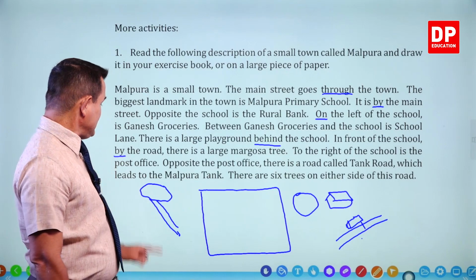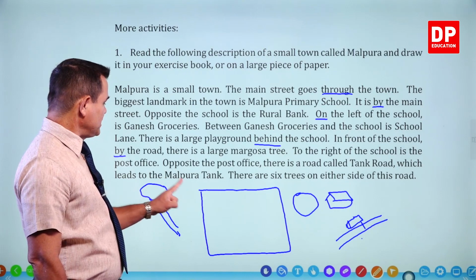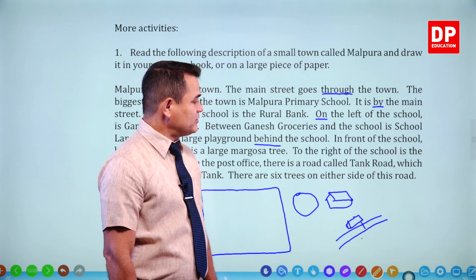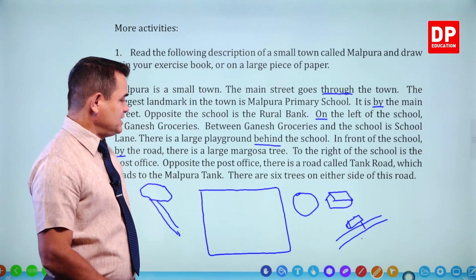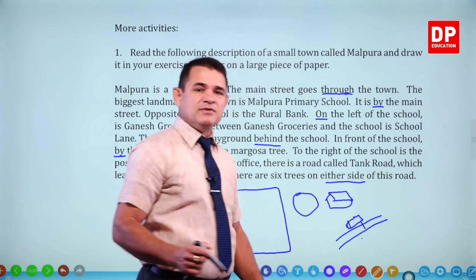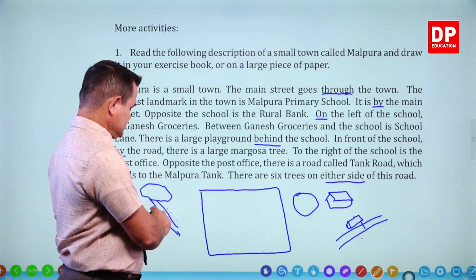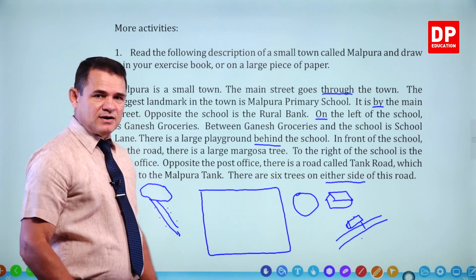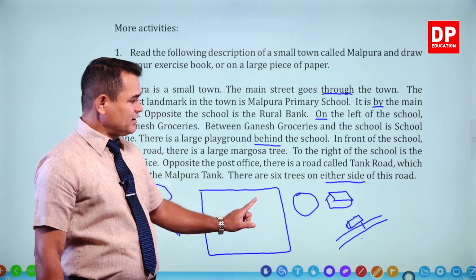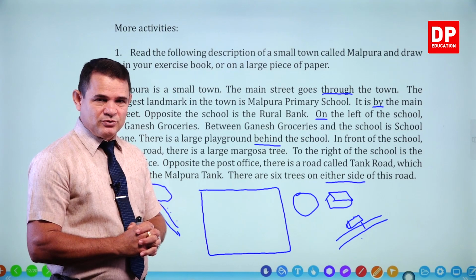Called Tank Road, which leads to means ඒ දෙසට යනවා කියන එක. To the Malpura tank. There are 6 trees on either side of this road. Either side. Remember, what is this either side? On either side. Either side means දෙපැත්තේ. පාර දෙපැත්තේ. 6 trees. එතකොට there are 6 trees. ගස් 6ක් තියෙනවා.